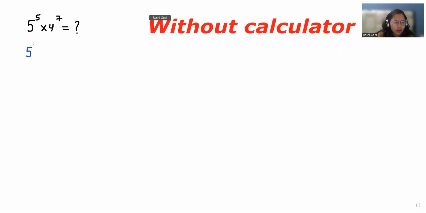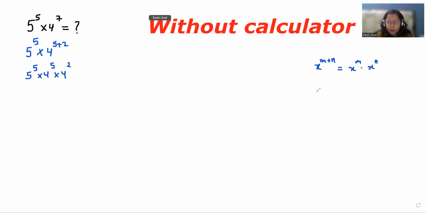So first we can write 4 power 7 as 4 power 5 plus 2, and according to the exponent rule x power m plus n, we can write it as x power m times x power n. So we can write it as 5 power 5 times 4 power 5 times 4 power 2.